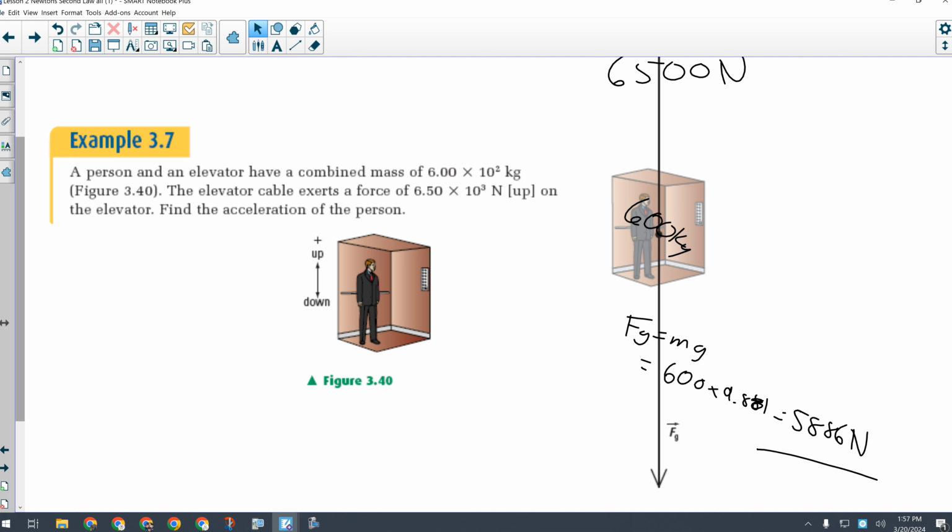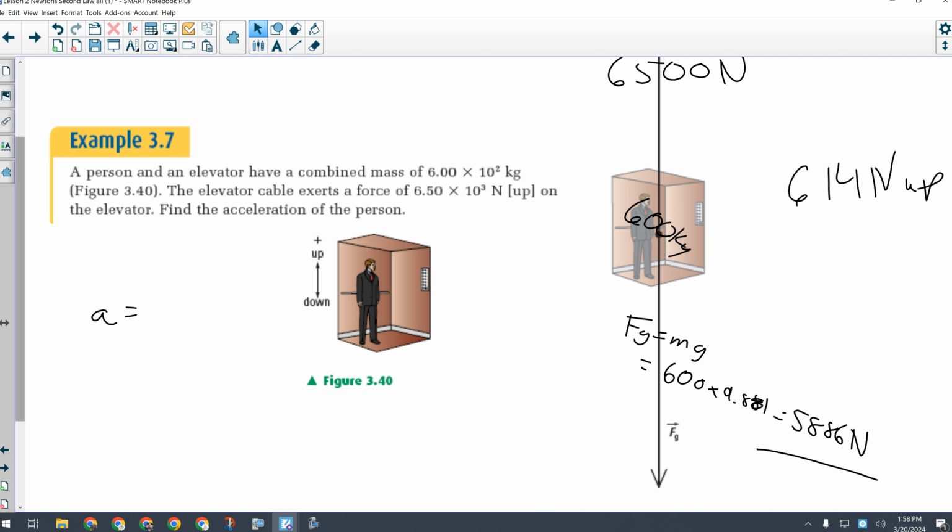Remember, Newton's first law says you travel at a constant velocity if the net force is what number? 0. In this situation, I've got 6,500 up and 5,886 down, so I've got 614 newtons acting up. So this elevator is accelerating up. It's not just moving up, it is also accelerating upwards. Could I calculate the acceleration now that I know the net force? That's what we ended off with yesterday.